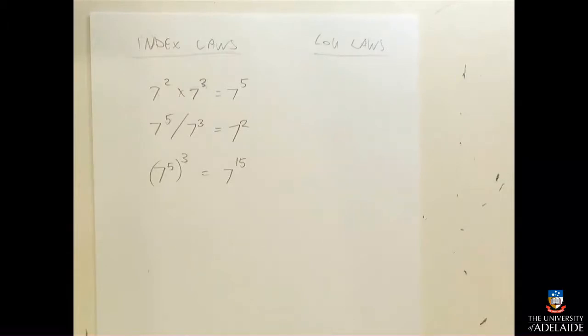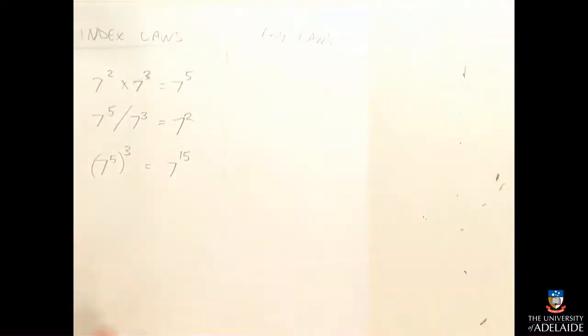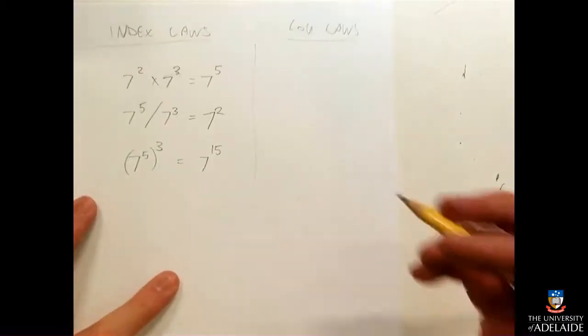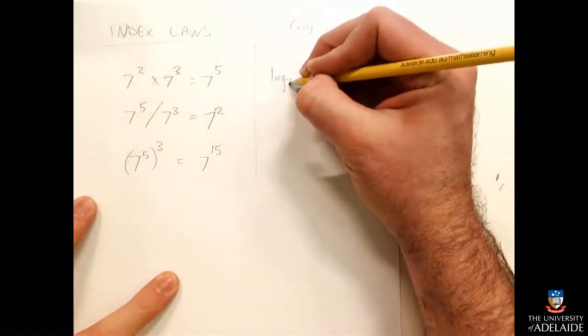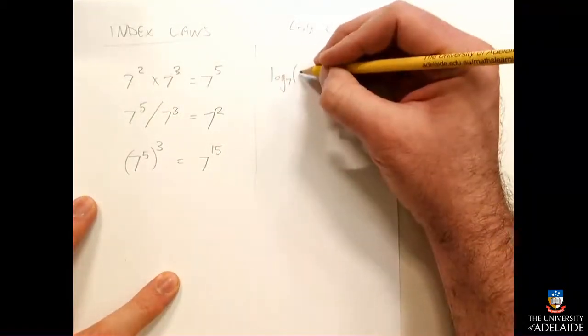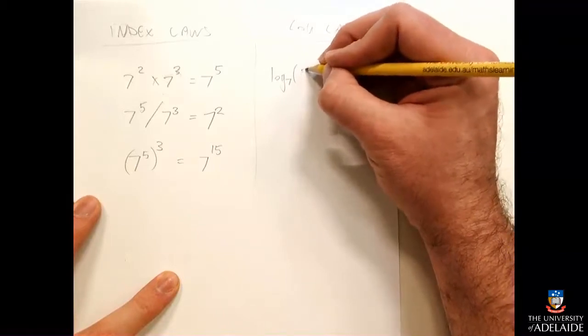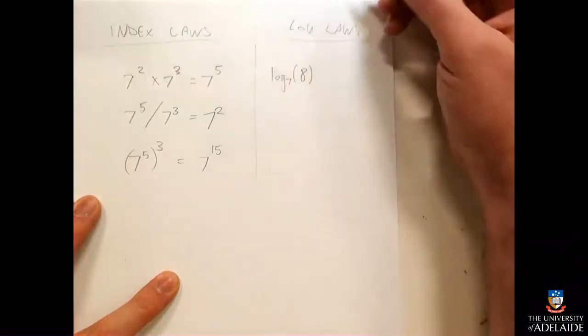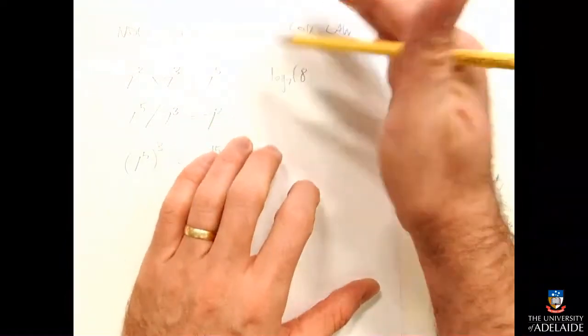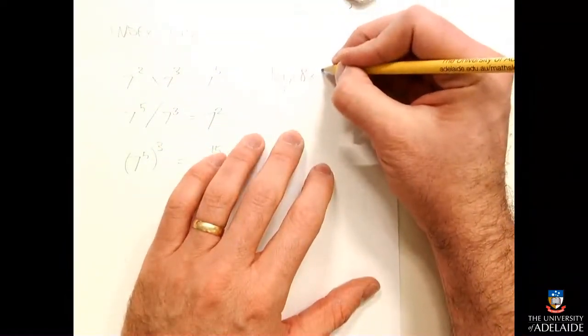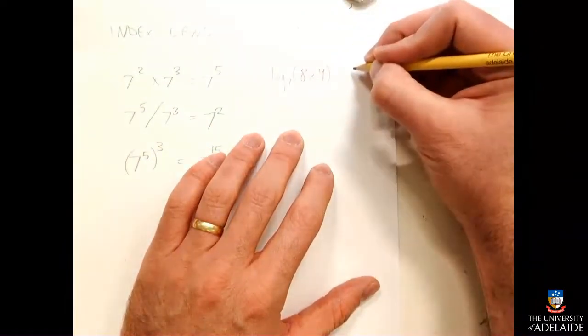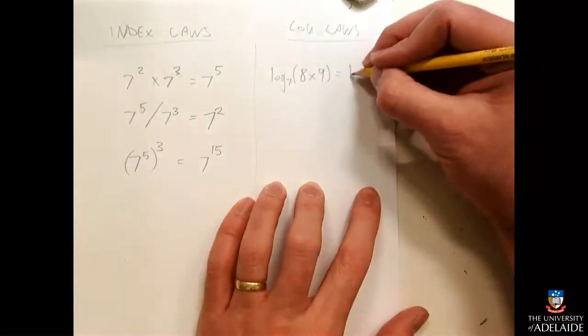They're your basic index laws. The log laws are the same but in reverse, and I'm actually going to do them with symbols in a minute to really point out what's actually going on here. So the log laws are the same but in reverse. So log 7 of, I don't know, 8. I didn't give myself enough space, did I?